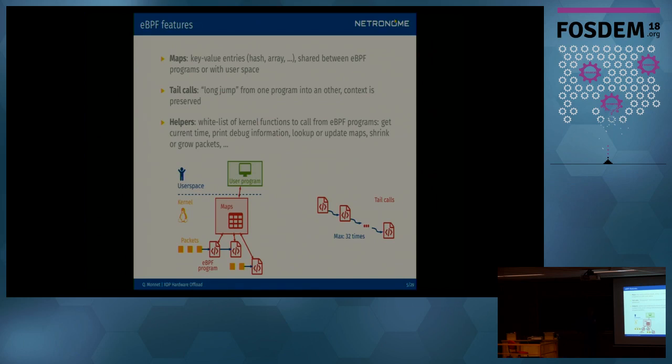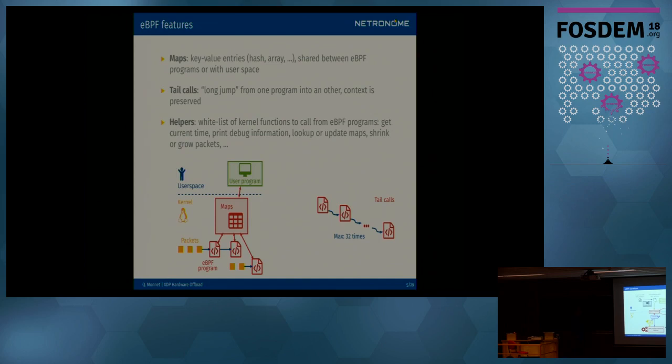You can have tail calls under conditions, so you can run this program or that program depending on a previous condition. You have helpers, which are functions from the kernel. It's a wide list of functions that can be called directly from the BPF programs themselves. This is to get a timestamp, or to access the maps from the BPF programs, or to get random numbers, or to grow or shrink packets. There are a lot of helpers available, and that's a variety of functions that would otherwise be somewhat more difficult to implement in BPF directly. So we have those helpers.